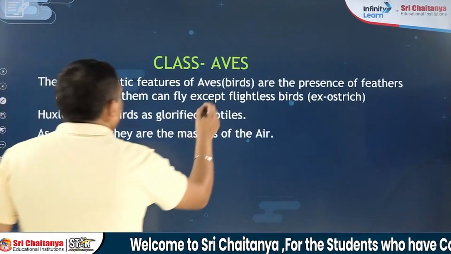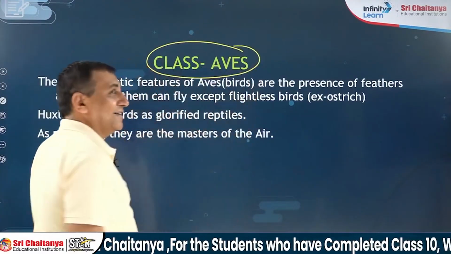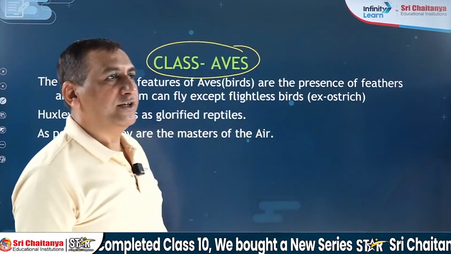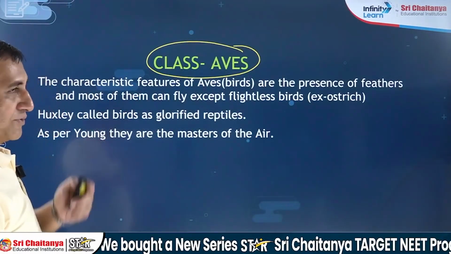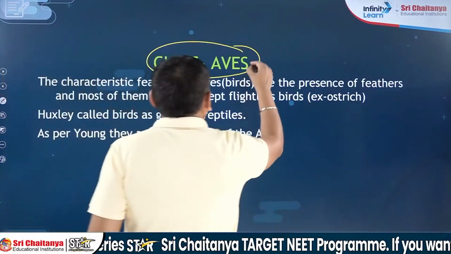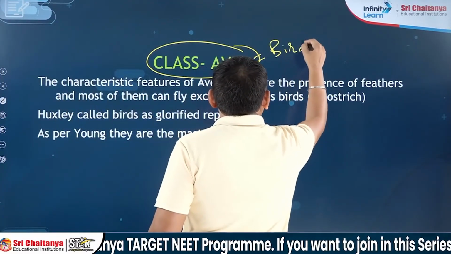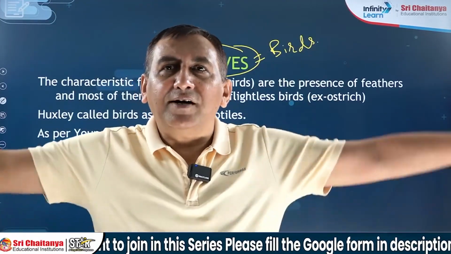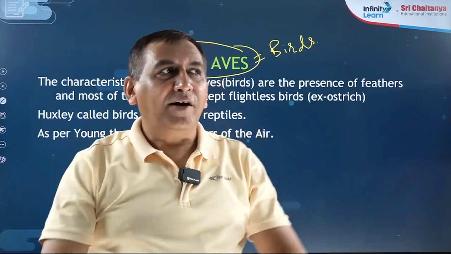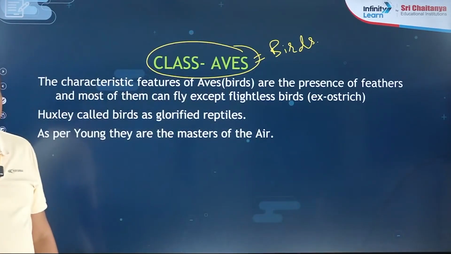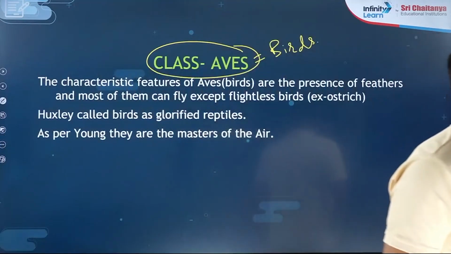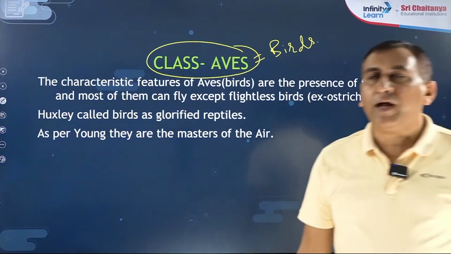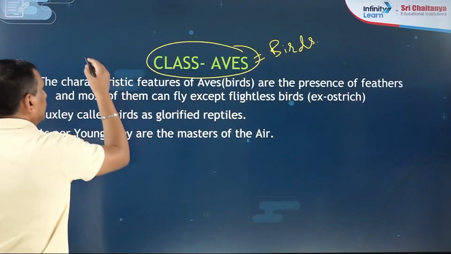Now coming to another class which is already known by you. As these classes are known by you, I am saying very little and showing more pictures. Yes, Aves. In simple language, we say birds. There are two types of birds. Some birds can fly. Some birds have wings but are not able to fly. So birds are classified into two.